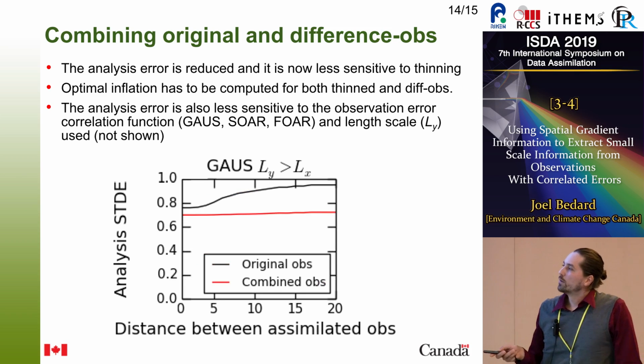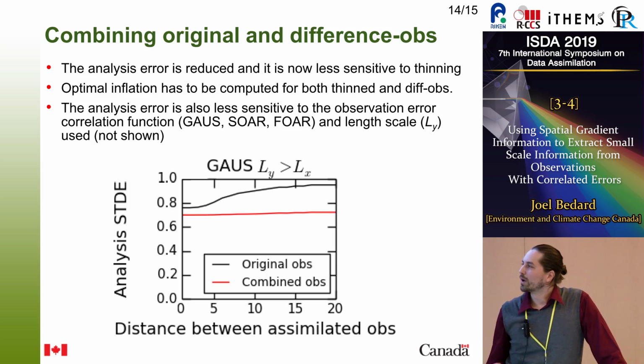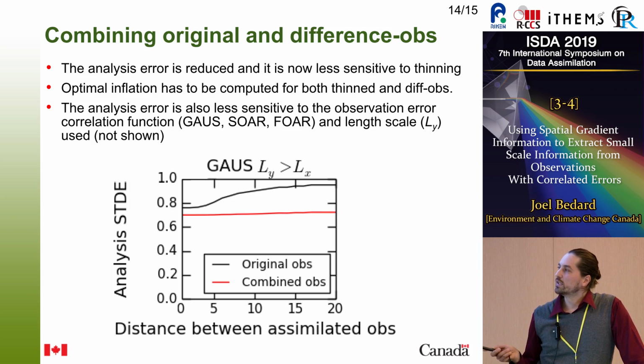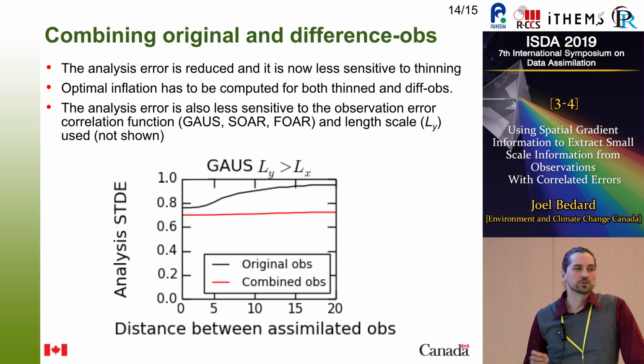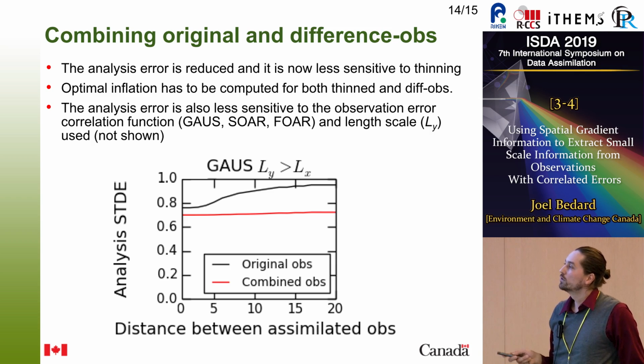So here I present more of an overall graph to present the results. These are the analysis error, the standard error, for different values of thinning. In black is the case where I was using only the original observations, and in red it's the combined approach. So there are two things in that graph that we must look into.